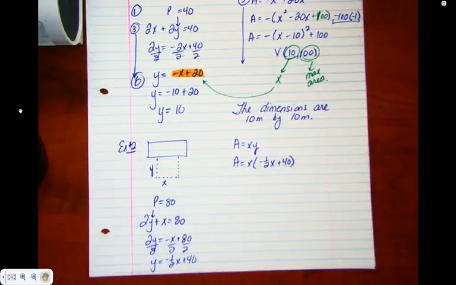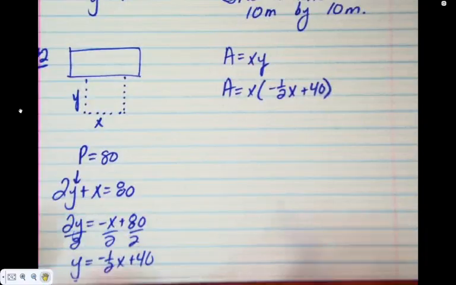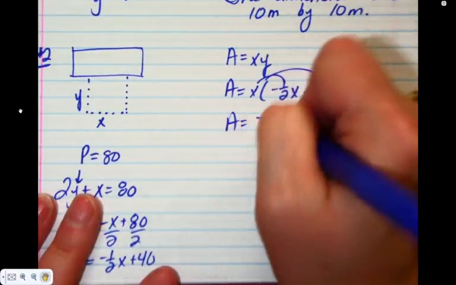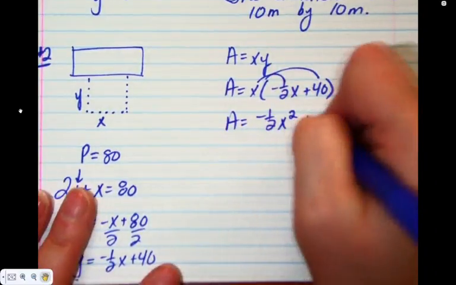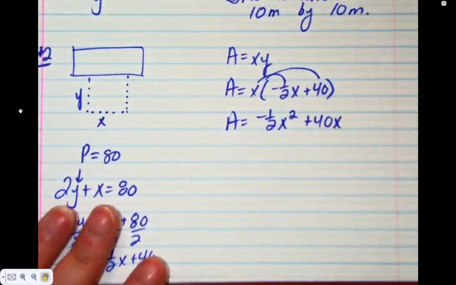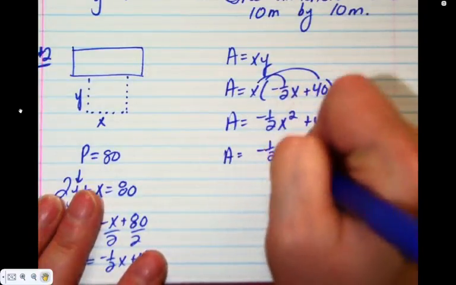Are you starting to see the similarities between the questions? What's the only thing that's different? Now we have the number coefficient and the number of sides. That's the only thing that's going to be different. Okay, what do we do in this step? Distribute. Yes, and then complete the square. So x times a negative half x is negative half x squared. X times 40 is 40x. Factoring the negative half out.